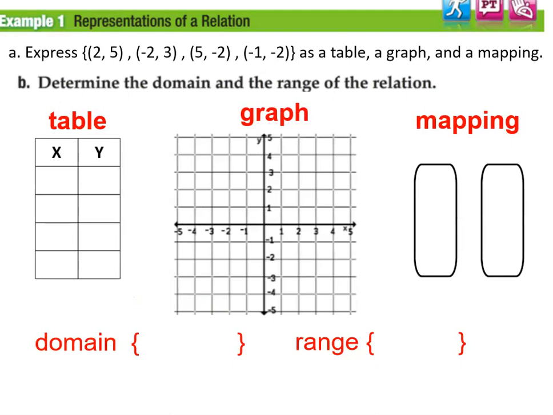You can express a relation as a set of ordered pairs, a table, a graph, or a mapping, and you could be asked to identify the domain or the range from any of these types. So let's take a look at how we would convert them from one format to the other.